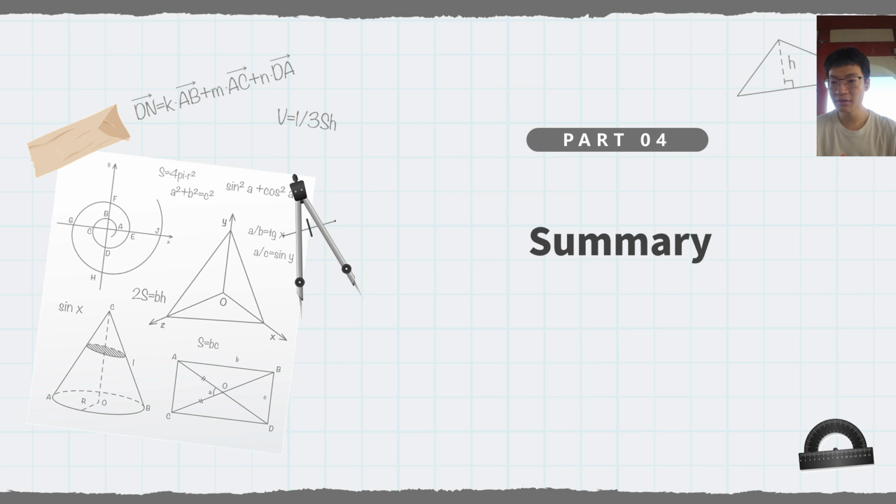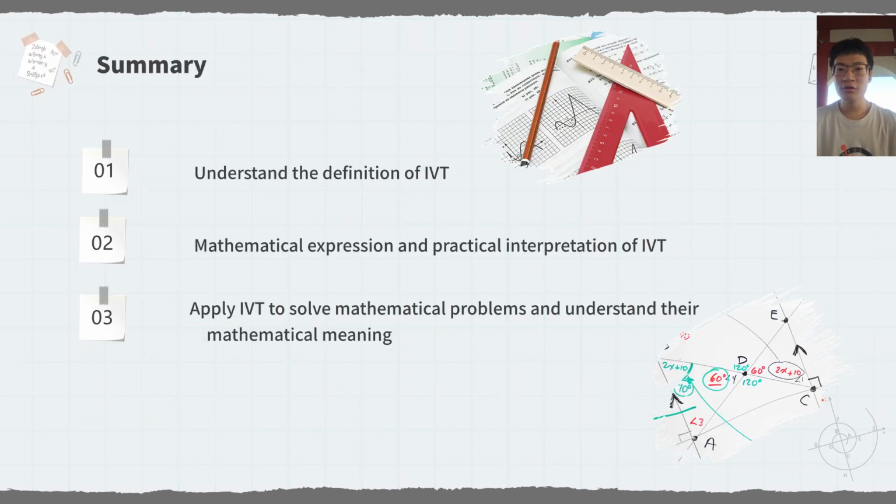Next, the last part, summary of the presentation. So, to summarize today's discussion, the intermediate value theorem guarantees that a continuous function will cover all values between the function values at the endpoints of the interval. This theorem is not only important theoretically, but also has widespread applications in practice, such as finding the zeros of equations.